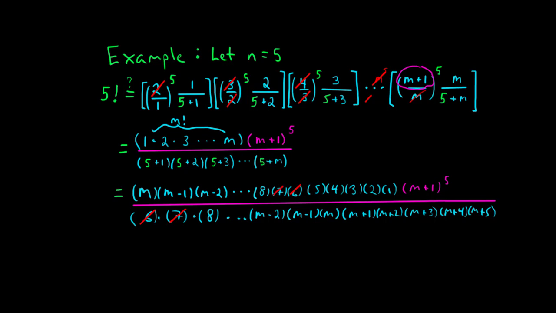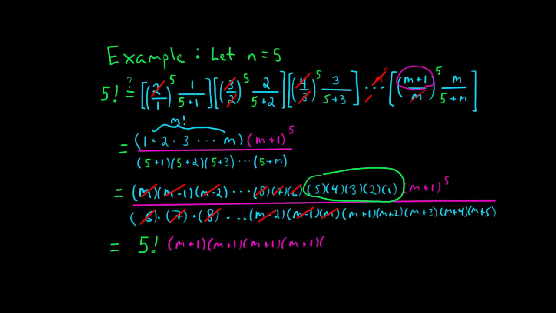Because now I can do these cancellations. I'm going to cancel 6, 7, and 8. I'm going to cancel m minus 2, m minus 1, and m. And look what we're left with. We're left with 5 times 4 times 3 times 2 times 1, which is, of course, 5 factorial. And the only other terms that are left in this expression are (m+1)^5, which I'll write out as m plus 1 times itself 5 times.